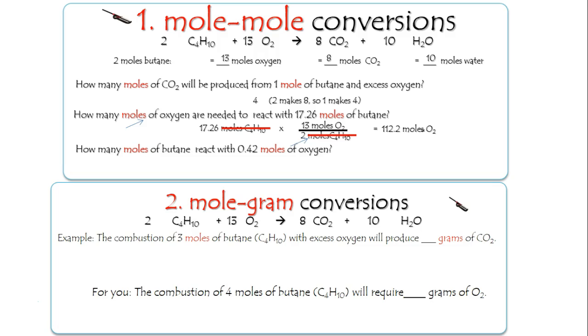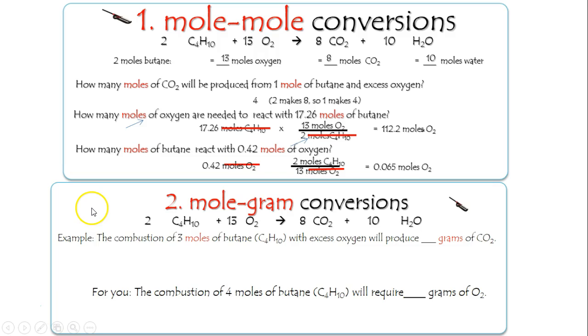Where do you start? With what you're given. Where are we going? To moles of butane. And every 13 moles of oxygen only requires 2 moles of butane. And so we only need 0.065 moles of butane. These are not particularly useful conversions to do, since you can't weigh anything out. You'd have to do a gram conversion.